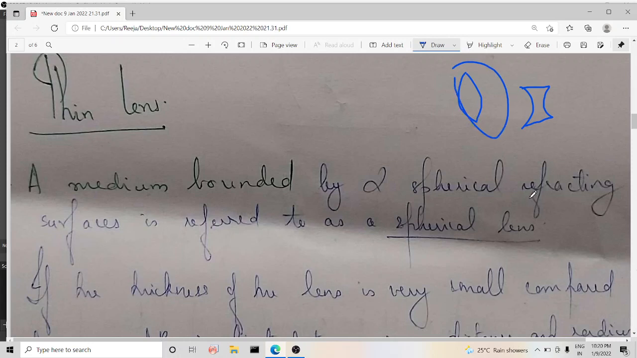If the thickness of this lens is very small compared to u, the object distance, compared to v, the image distance, or compared to r, the radius of curvature, that is, if t is very small compared to u, v and r, then such a lens is called a thin lens. I hope it's clear to you. Any medium bounded by two spherical refracting surfaces, either convex or concave, forms a spherical lens. And if the thickness of the lens is so small when compared to u, v and r, then such a lens is called a thin lens. Okay.